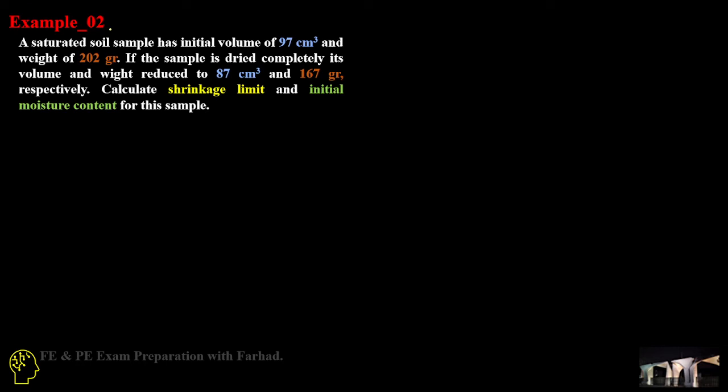Let's solve another example, and that's our final example in shrinkage limit, and then we'll move to a new session. A saturated soil sample, again a saturated fine grained soil, has an initial volume of 90 centimeter cubed with a weight of 202 grams. If the sample is dried completely, the volume and weight reduce to 87 centimeter cubed and 167 grams respectively. Calculate the shrinkage limit.